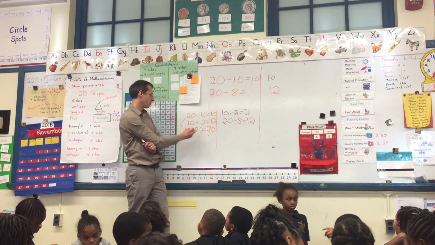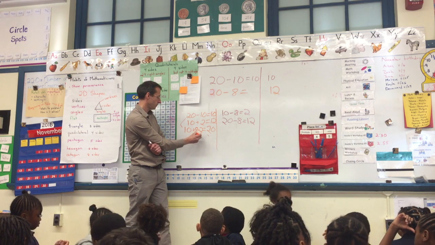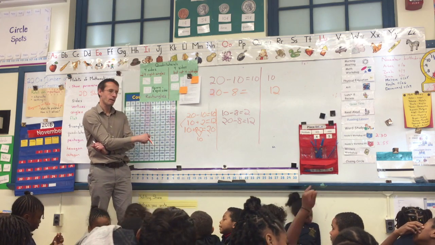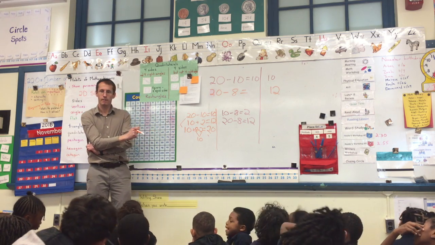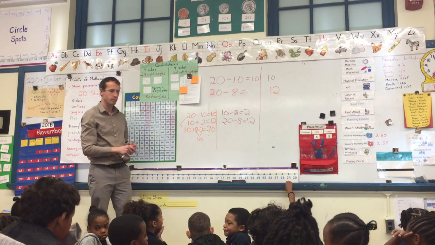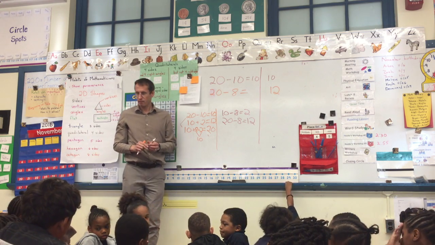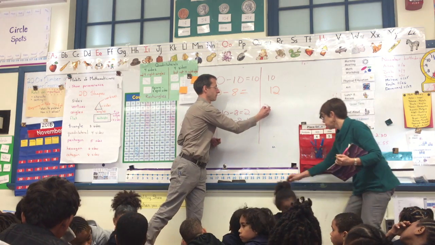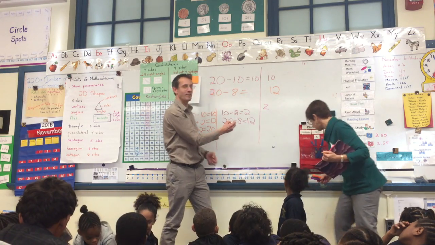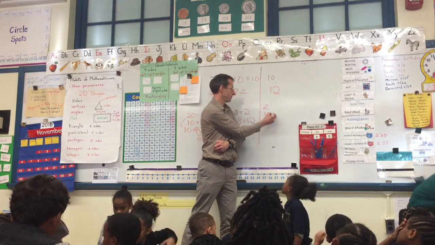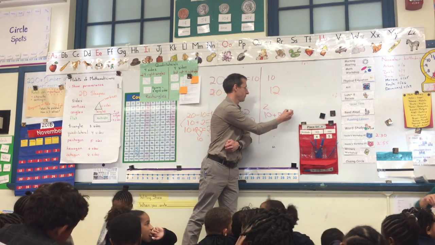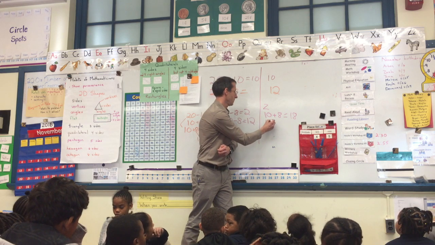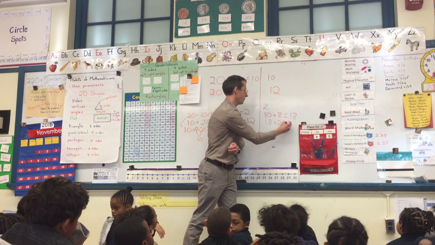I see. So what you did here is very interesting. Can everyone see what Arlene did? Here's Zach's way. Yeah, Zach, tell me how you did it, please. I'm going to get a different color. 10 plus 8 equals 18. 18 plus 2 equals 20.